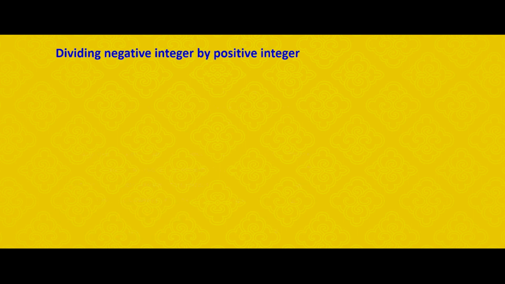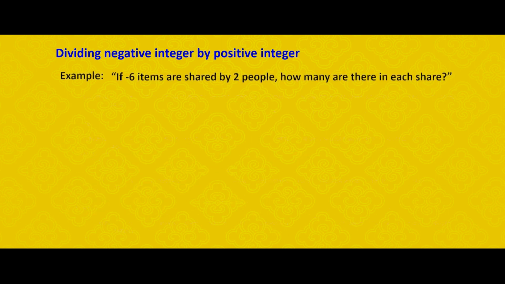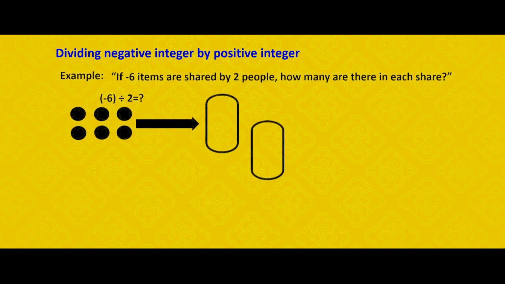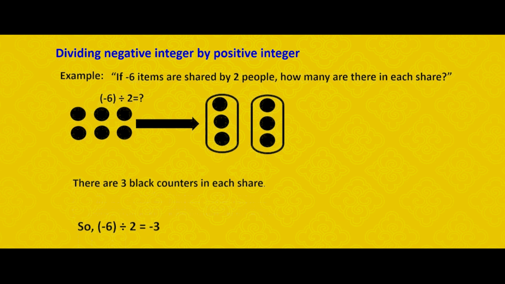Dividing a negative integer by a positive integer. Example, if negative 6 items are shared equally among 2 people, how many are there in each share? Negative 6 is represented by 6 black counters, and it is divided into 2 groups because it is shared equally among 2 people. How many black counters will be there in one share? You can clearly see there are 3 black counters in each share. Negative 6 divided by 2 is negative 3.